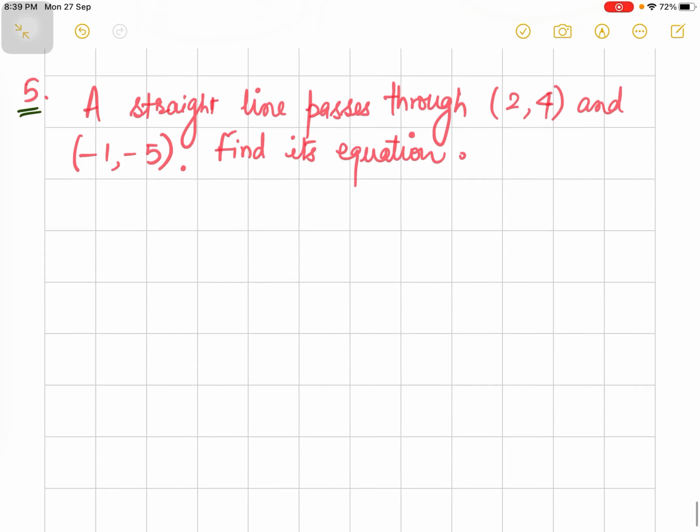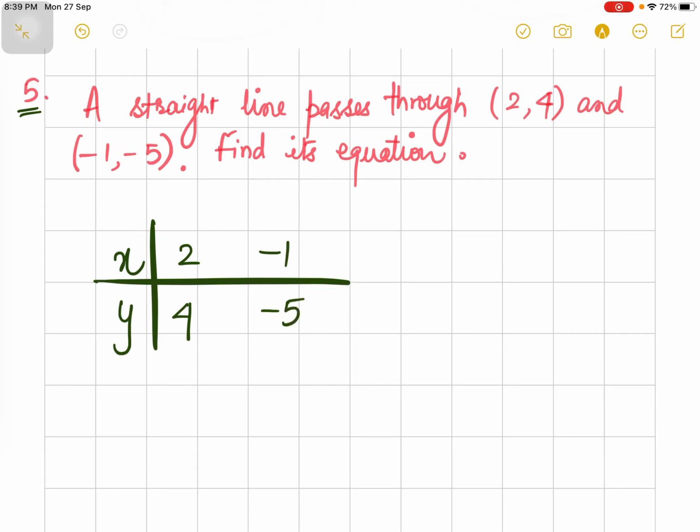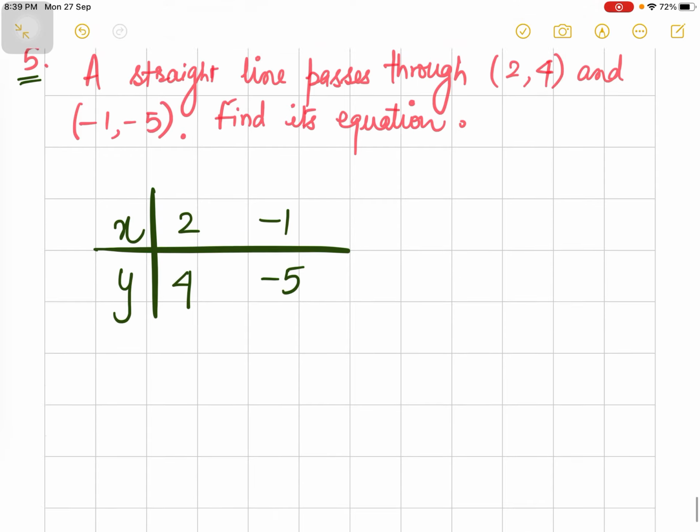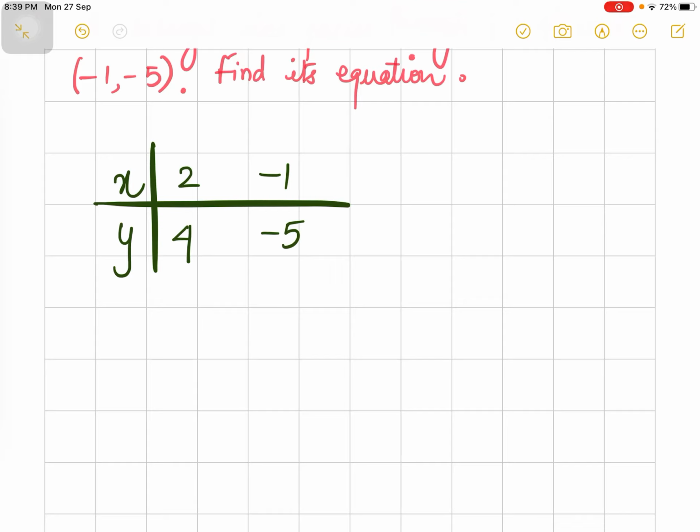And the last one is a straight line passes through 2 comma 4 and negative 1 comma negative 5. Find its equation. Not an easy question, but whatever data is given to you, put it in the table, x and y. When x was 2, y was equal to 4. When x was negative 1, y was equal to negative 5. This is actually the meaning of these coordinates. So is there any common connection between 2 and 4 and the same connection between negative 1 and negative 5?